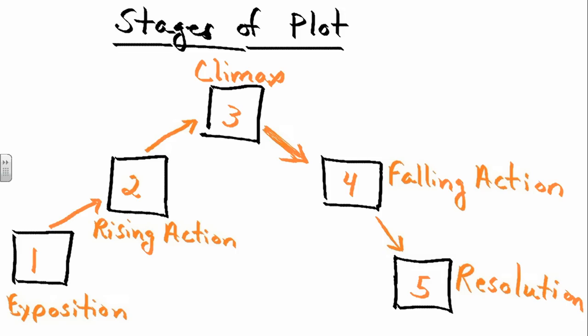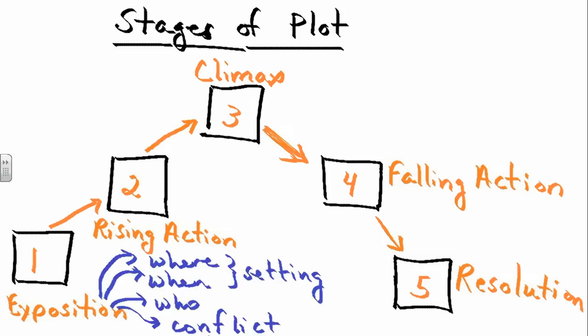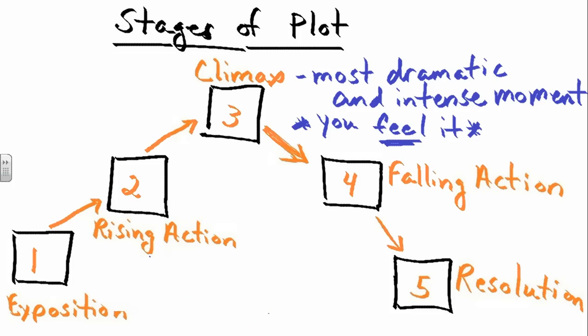So let's talk about the different stages of plot. First, we have the exposition, and that is where, when, and who. And then we also have the conflict. Now, we'll define conflict towards the end, but please understand that the where and the when are part of the setting, and who tells us who the characters are. Now, I'm going to skip out of order here because I think it's easier to define the exposition, the climax, and the resolution, and then back up to the rising action and falling action.